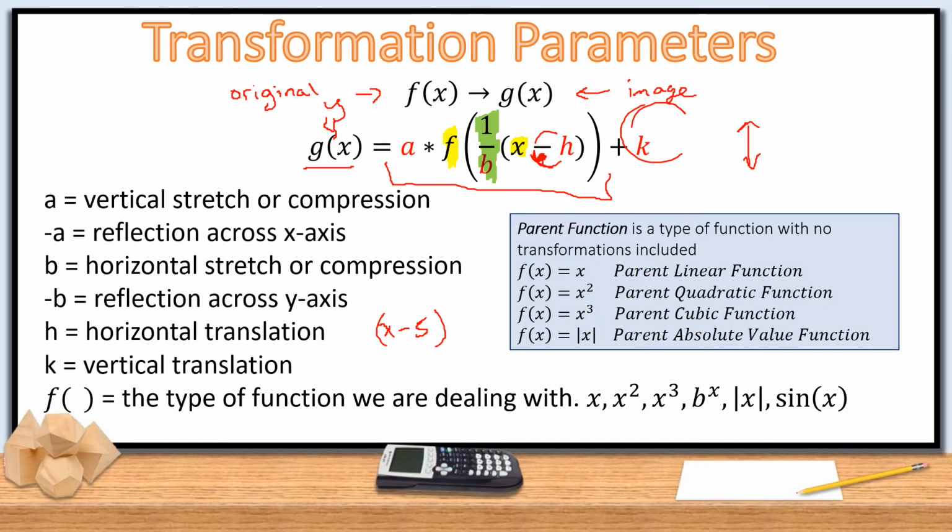Okay, so parent functions, this is the function when there's no transformations on it. So like if we just said f of x equals x, that will be a linear function with no transformations on it. Same with x squared, x cubed, absolute value of x, b to the power of x, sine x, those are all examples. We're going to be transforming the parent function to become other functions. You're going to have to be able to identify those.